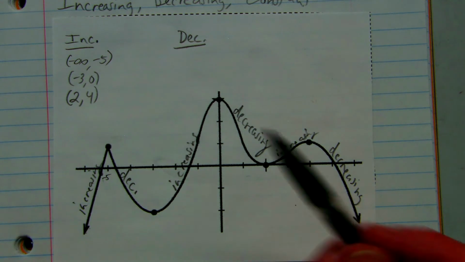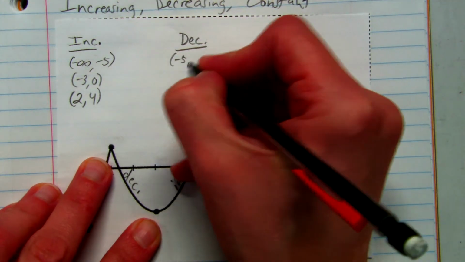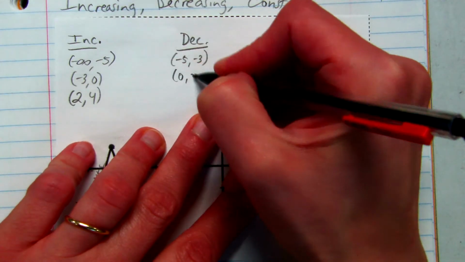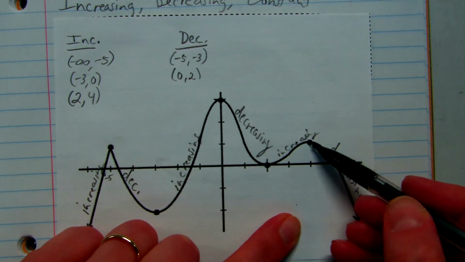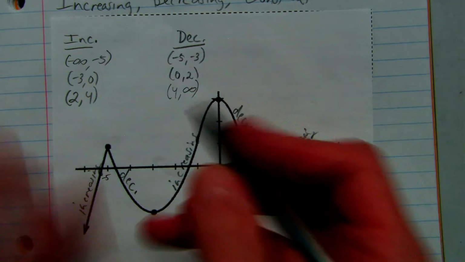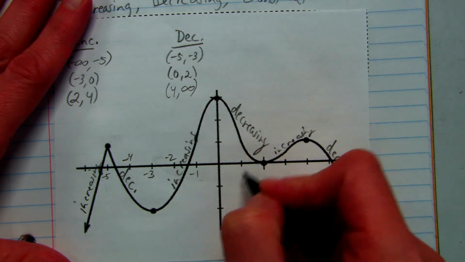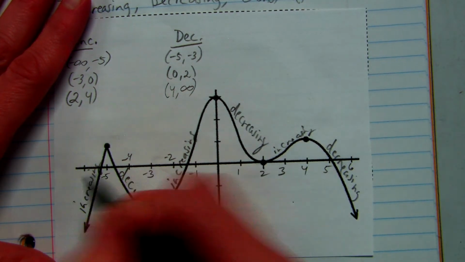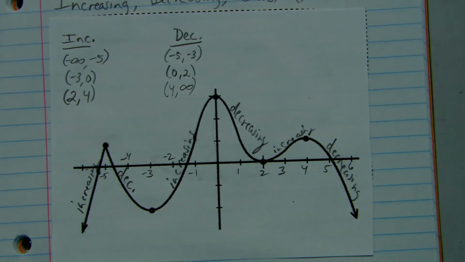We just go down and write the decreasing. So this one goes from -5 to -3. This one goes from 0 to 2. So remember, we're using these x values. And then the last one goes from 4 to infinity. So one of the things that I guess I should suggest is you go through, and if they haven't labeled everything on the x-axis, you might want to go through and write all of those in. We actually don't need to know anything on the y-axis for this. We just need to know that it's going up or down.